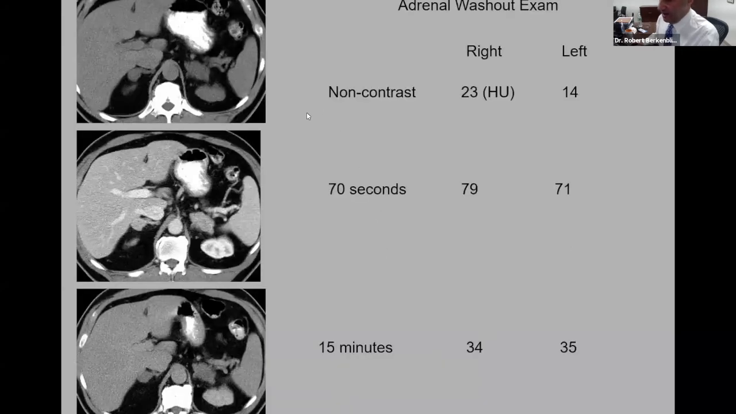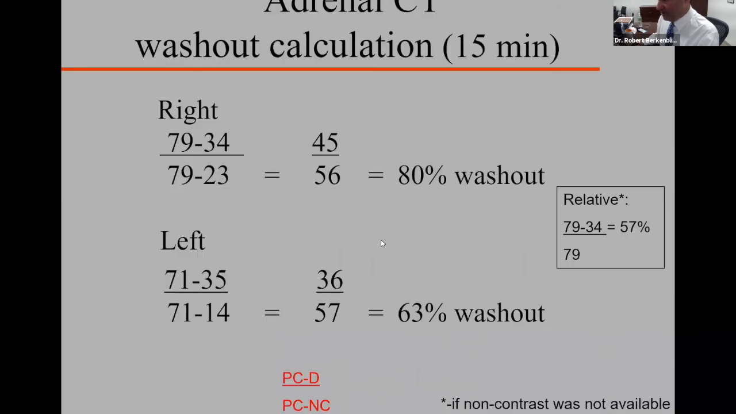So let's take a look at a washout study, how it's performed. This is a patient with lung cancer. They have bilateral adrenal nodules. We do non-contrast measurements, and they both measured greater than 10 Hounsfield units. Post-contrast and delayed, you see the Hounsfield unit measurements here. We plug those into the equation, and both measured greater than 60%. These are both adenomas. We can see that if we didn't have the non-contrast information, we can calculate a relative washout, which is greater than 40%, consistent with an adenoma.